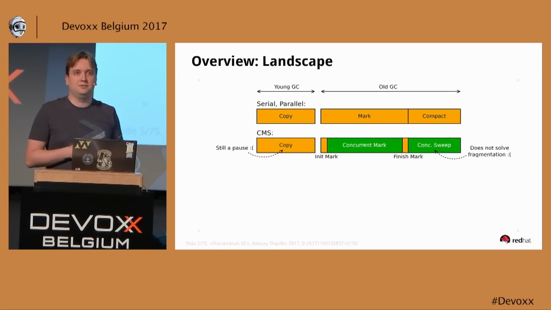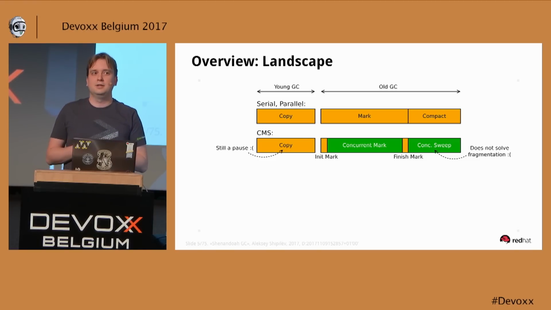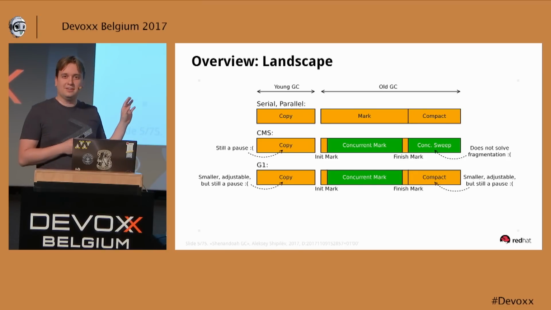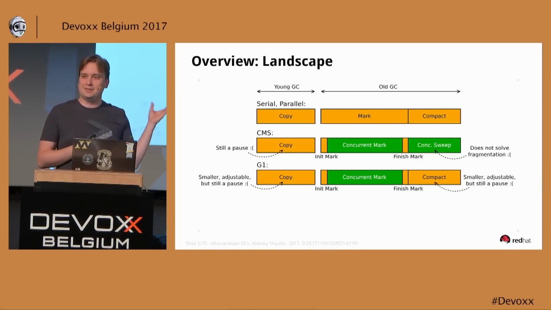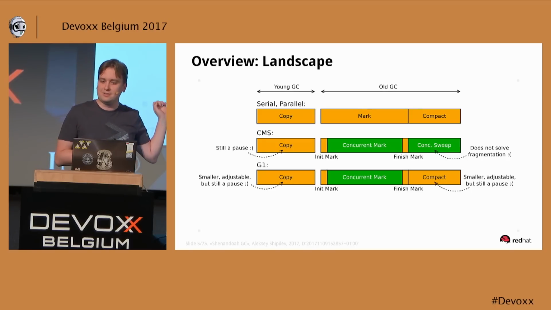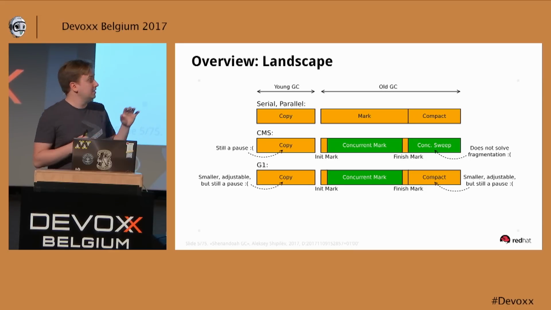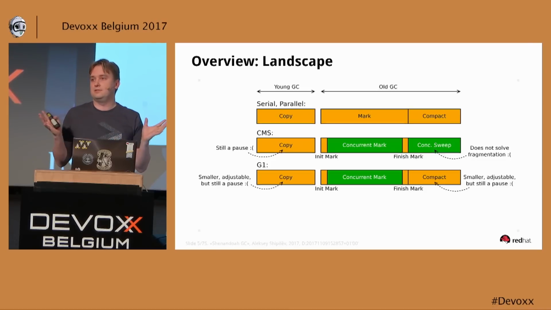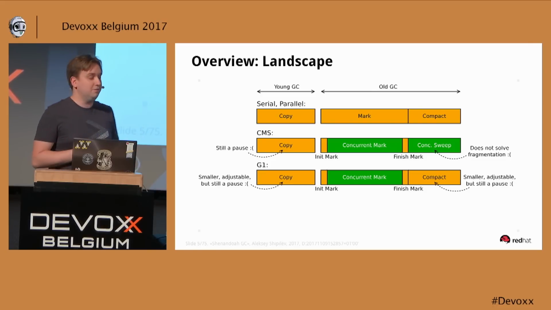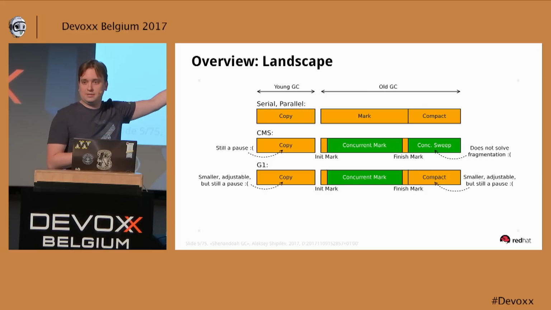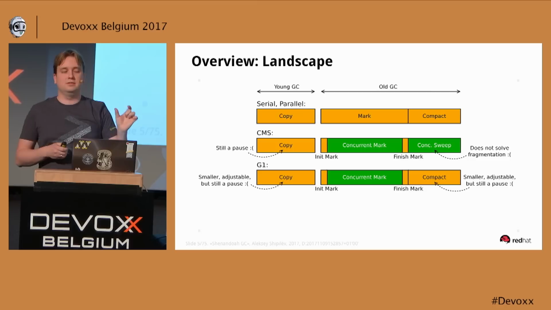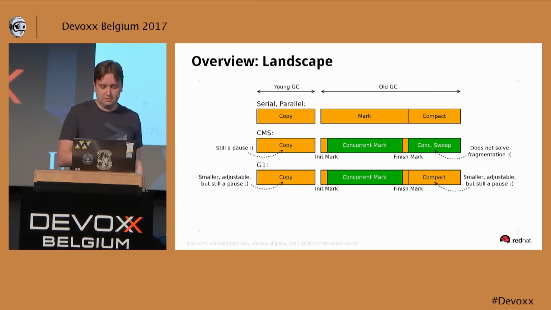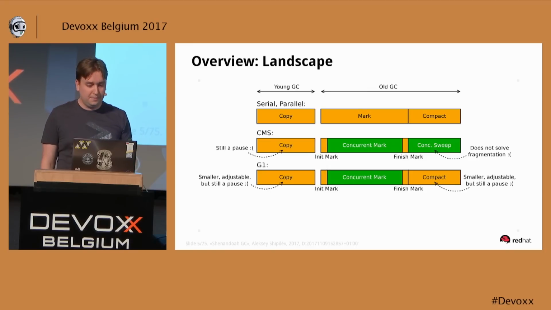If CMS does not fit the bill, what do I do? G1. G1 on this picture looks like a step back because it has more orange parts. The green parts are concurrent parts. But the virtue of G1 is that the collector is regionalized, so it can control the pauses by carefully selecting how many regions you collect. So even though it does concurrent mark and stop the world compact, the duration of that compact is adjustable. And it still does young GCs pretty much like any other collector in OpenJDK.